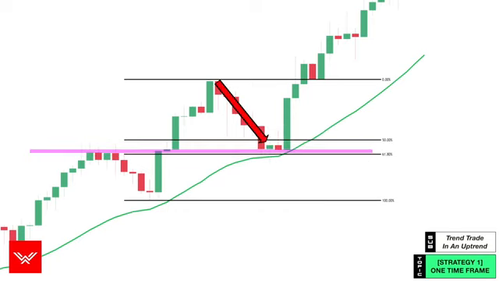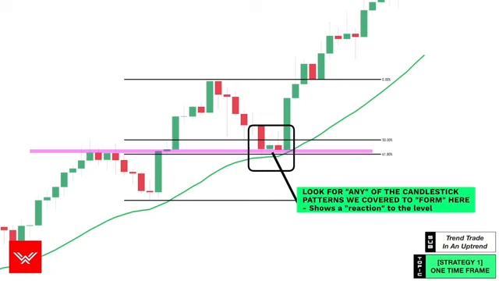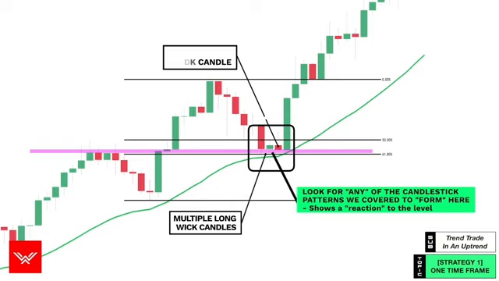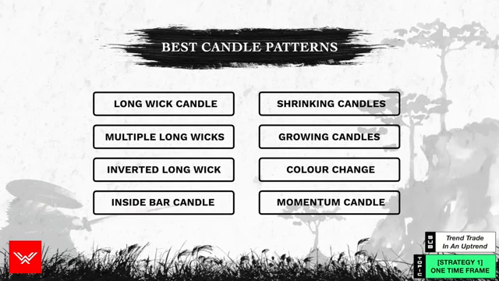Now, as price came back down, you were looking for any of the candles we covered to form at the area of confluence to show a reaction to the level. In this case, the candles that formed were multiple long wick candles and an inverted long wick candle. Again, it could have been any of these candle patterns that formed, as it would work the same.